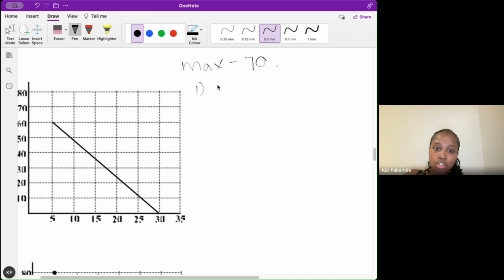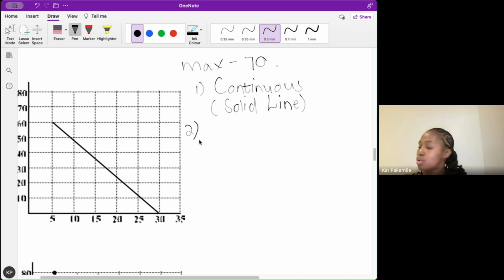Okay, maybe it says continuous. Why is that? Nicely, Achille. This is a solid graph. It's a solid line. Second, is it linear or non-linear? Linear or non-linear? Great. It is linear because it is a straight line.